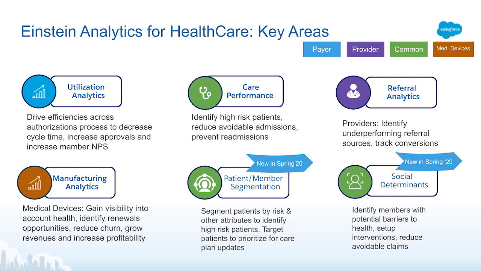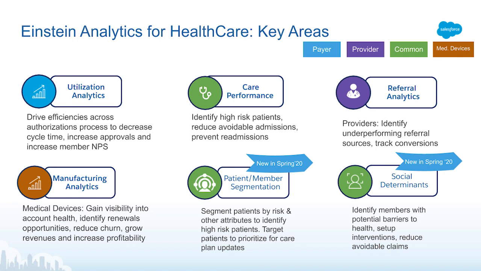So what we had done with the Spring 20 release now is we added two new capabilities. One is around patient member segmentation. So for both payers and providers, if you want to segment your patient, segment them by conditions or demographic information, you can do that very quickly and easily. And then, for example, if you want to look at high-risk patients with diabetes and you want to put them on a care plan, for example, you can do that.